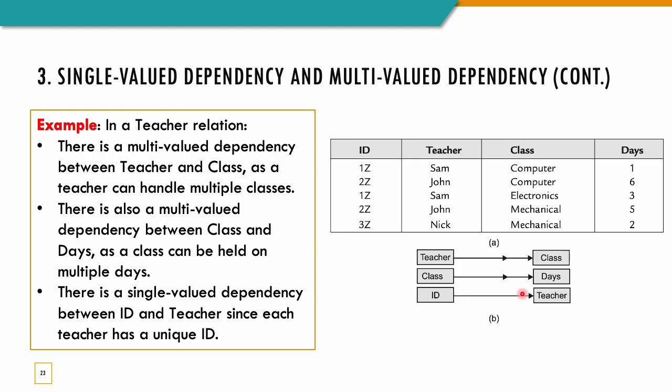All right, so to sum up, a multi-valued dependency is when one attribute determines multiple values of another attribute independently of other attributes. Teacher to class: a teacher can teach multiple classes, for example. And a single-valued dependency is when one attribute determines exactly one value of another attribute. For example, the ID of the teacher uniquely identifies a teacher.